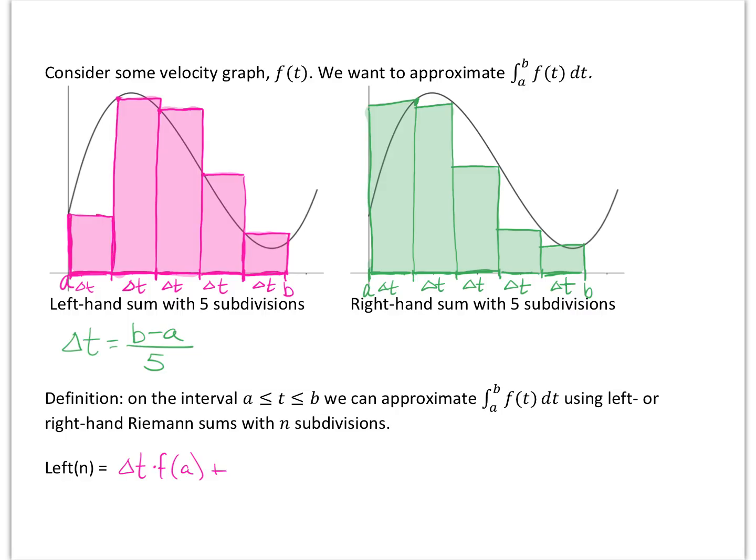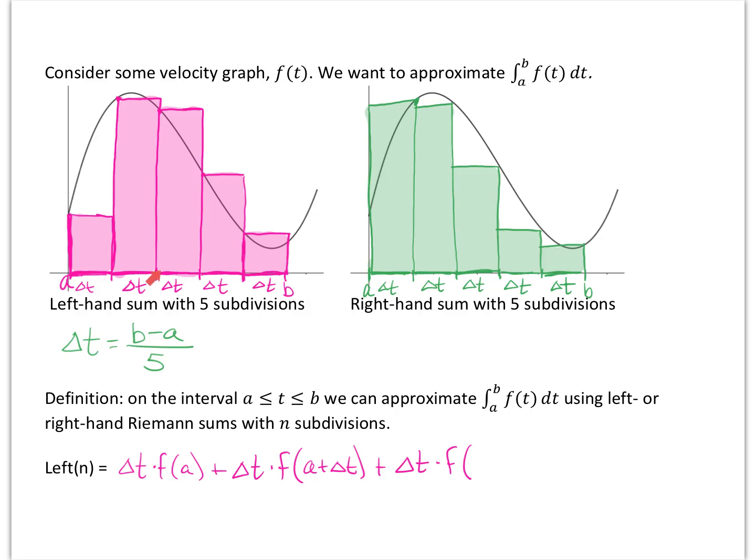Okay, and then my next rectangle, the base is delta t again, and the height of this rectangle is the height of the function at the left endpoint. And this point right here, we could measure by doing a plus delta t. And then my next rectangle has a base of delta t and a height that is the height of the function at the left endpoint, which would be right here.